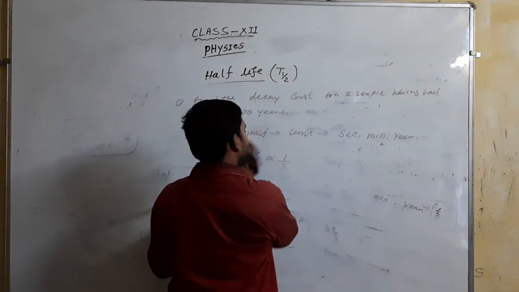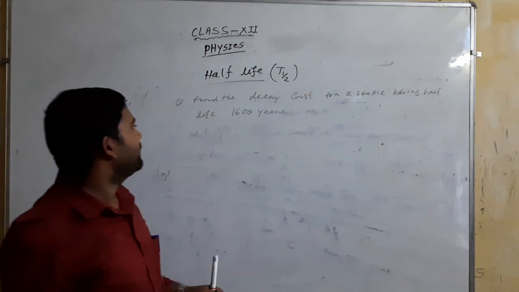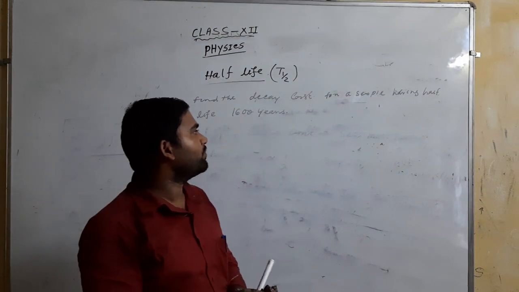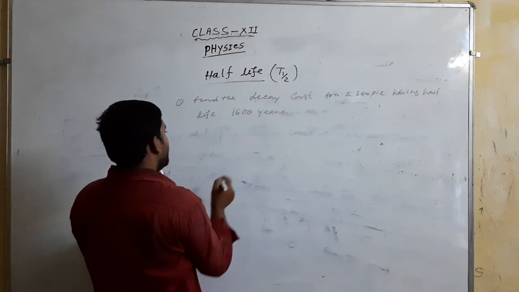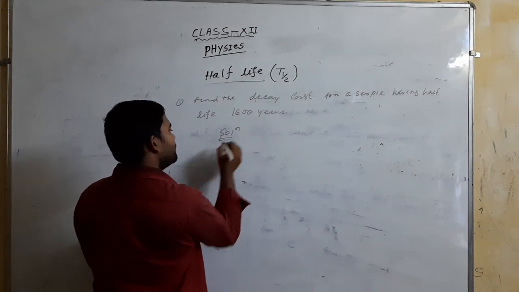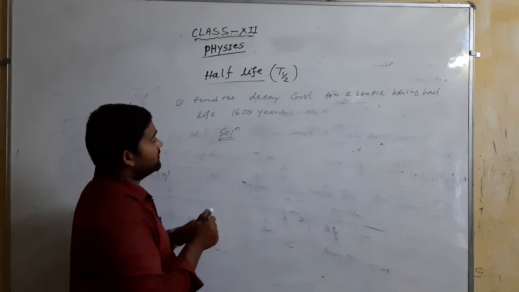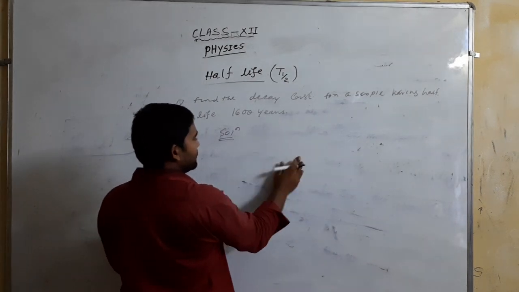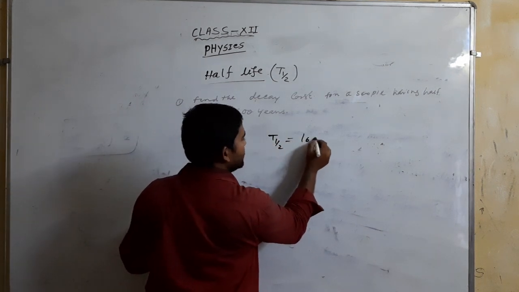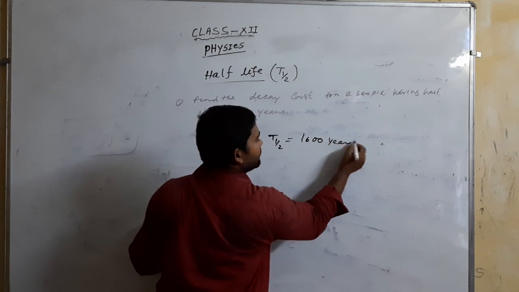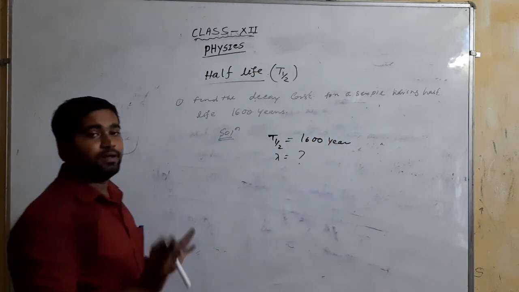So let us solve this problem. Find the decay constant for a sample having half life 1600 years. Come to the solution. From the data, the value given is t half, that is 1600 years, and you have to determine the decay constant, that is lambda.